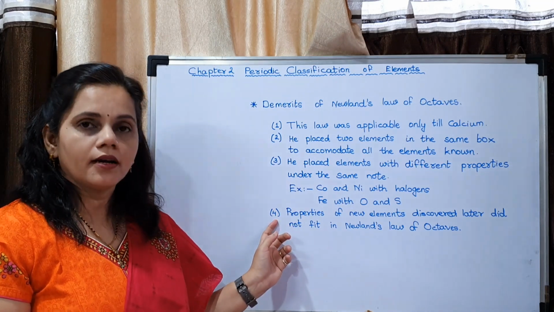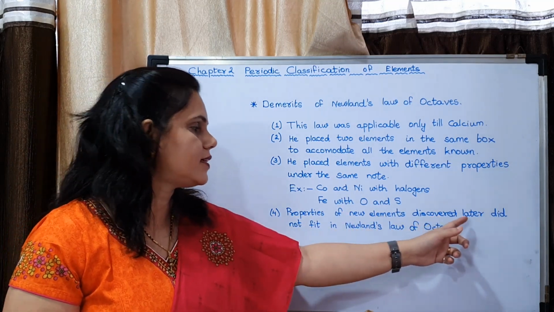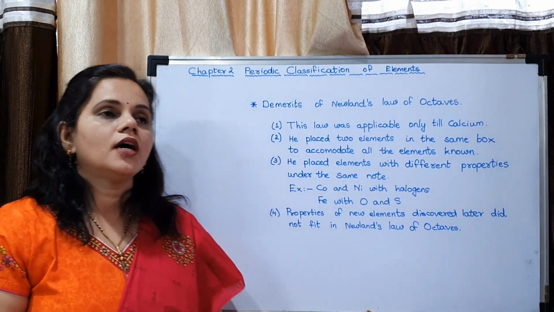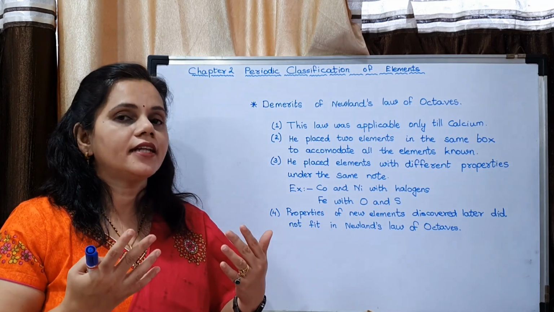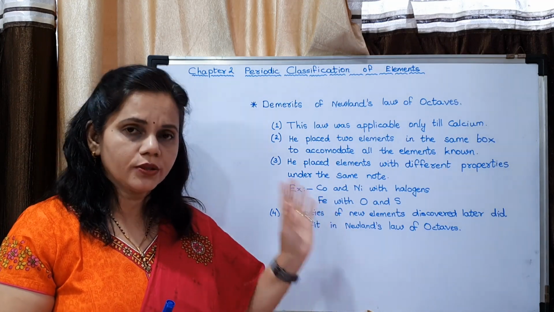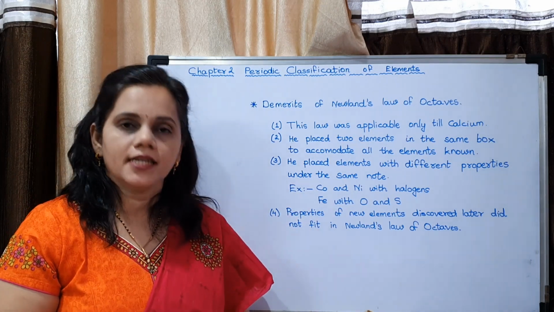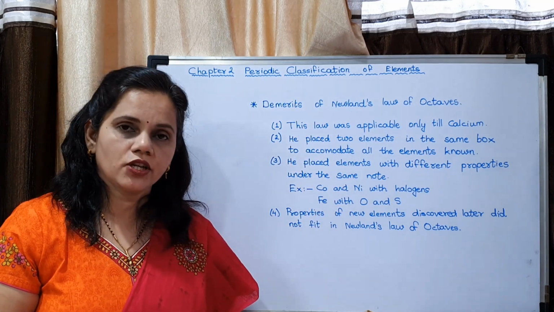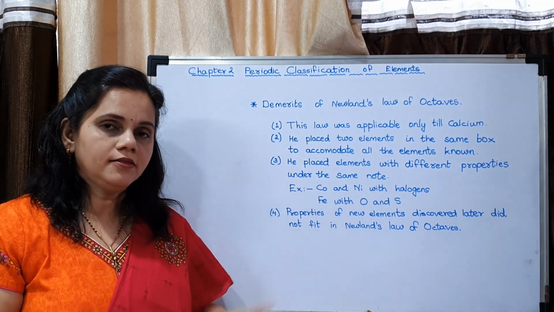The fourth demerit was that properties of new elements discovered later did not fit in Newland's law of octaves. At the time of Newlands, about 56 elements were discovered. After that, whenever new elements were discovered, it was not possible to arrange them according to his law. This was the fourth demerit. So these are the demerits of Newland's law of octaves. Again, this is a 2-mark question. You may copy it down.